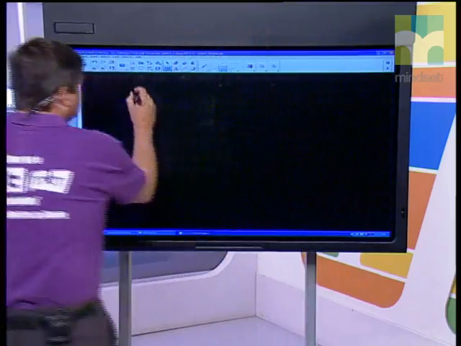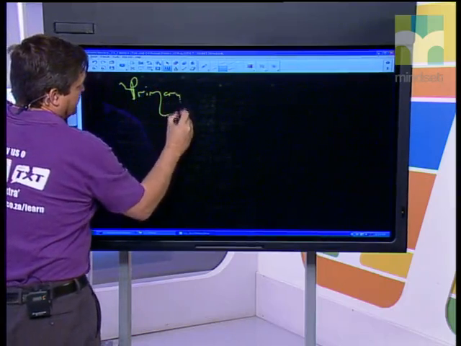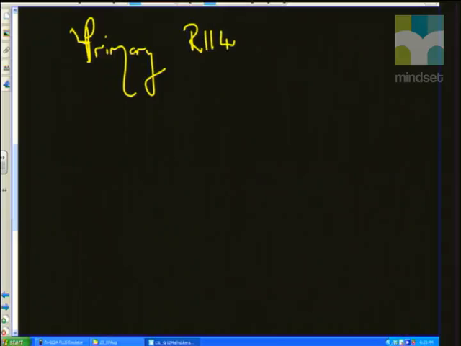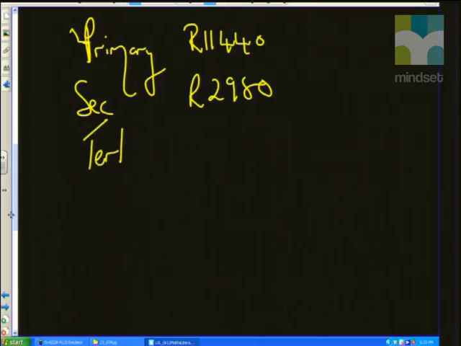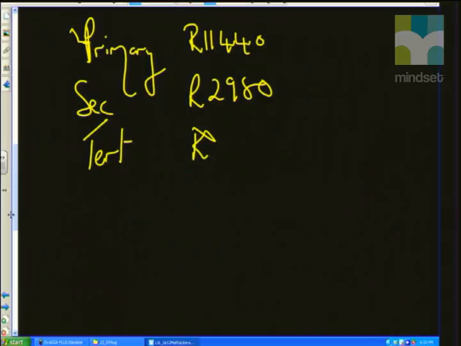Let me show you. So it could say your primary rebate is, let's say, 11,440 rand. Your secondary rebate is another 2,980 rand, and then we get something called our tertiary rebate, which is like for the real old folk, for the mother-in-laws, right? Then they get a further amount of, let's say, I don't know, 1,450. I don't have the figures on hand. But it would say an additional, okay? Because they get extra deduction.